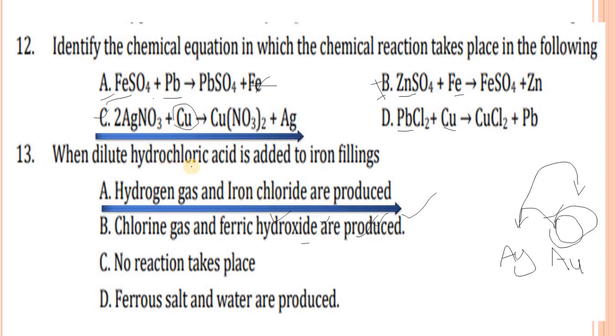Because hydrochloric acid is there, iron chloride will be formed. If you are taking sulfuric acid, then iron sulfate will be one of the products along with the hydrogen gas.